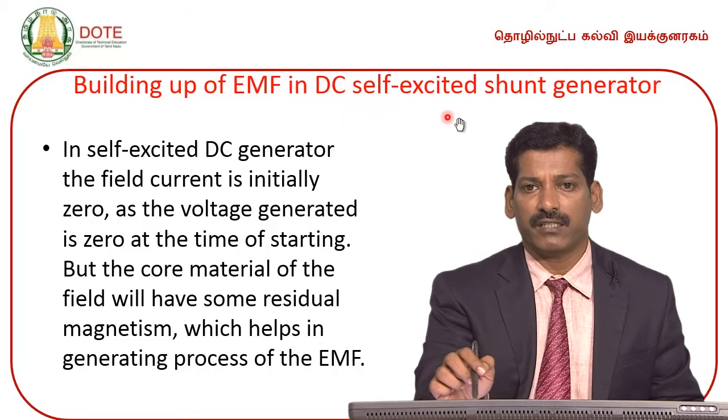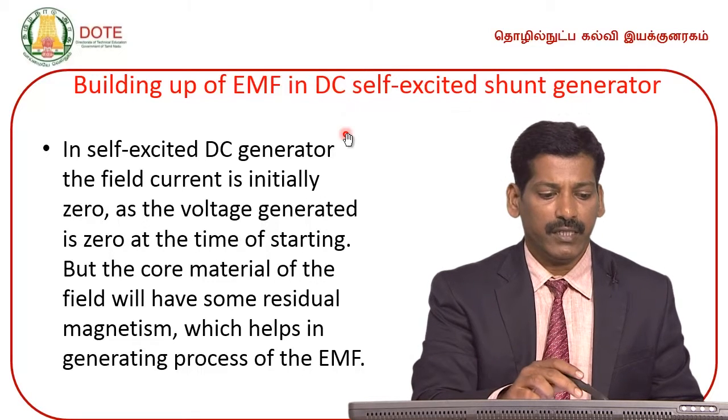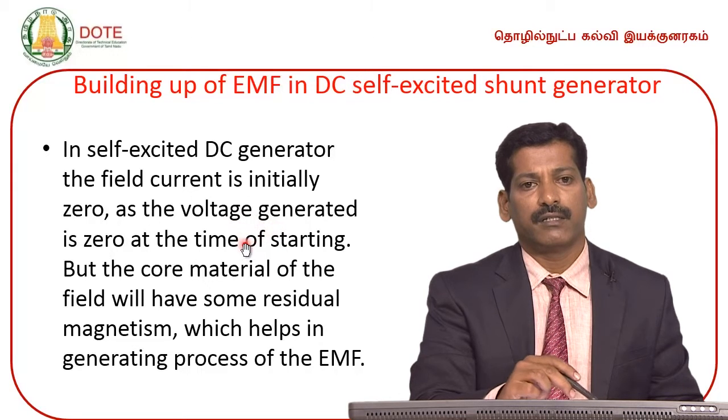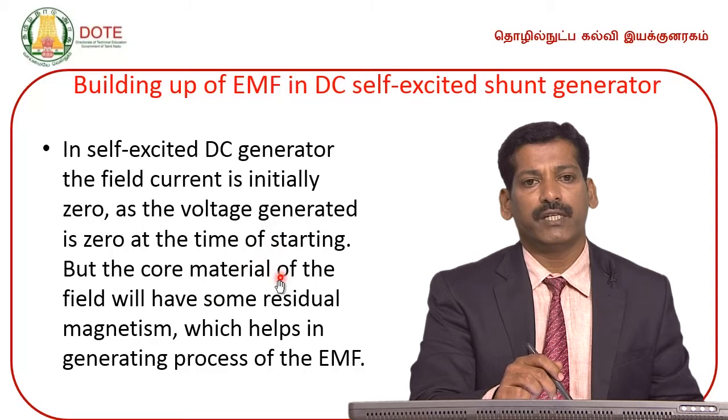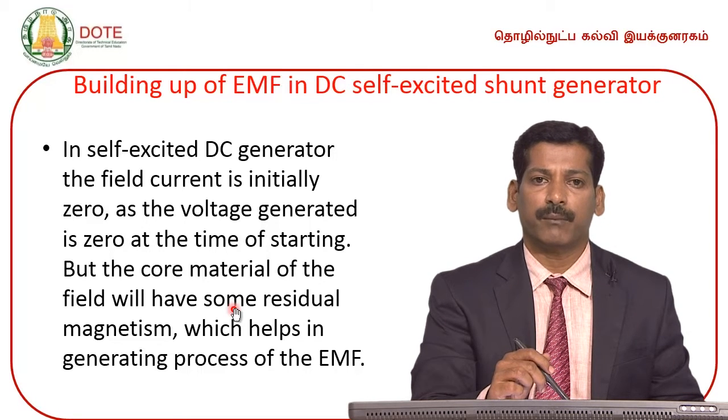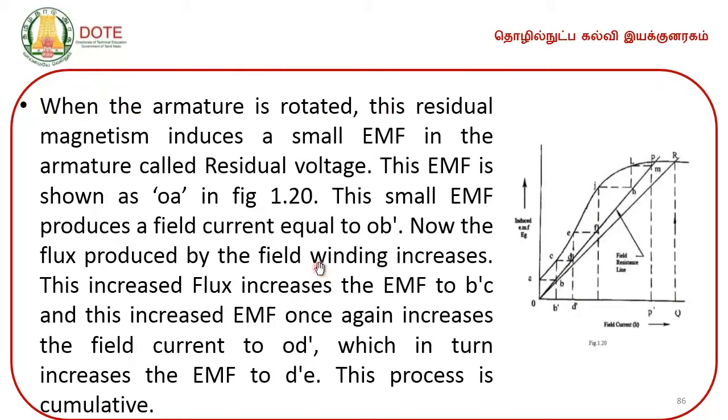Then we will move on to a very important topic on building up of EMF, electromotive force, in a DC self excited shunt generator. In a self excited DC generator, the field current is initially 0, as the voltage generated is 0 at the time of starting, but the core material of the field will have some residual magnetism which helps in the generating process of the EMF. Here you can see when the armature is rotated, this residual magnetism induces a small EMF in the armature called the residual voltage.